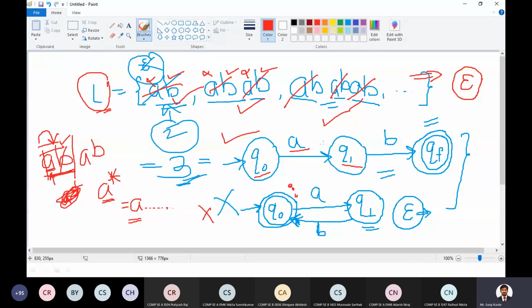Input B is there, so this is a valid string. Our first string is AB. On input B, it should go to the final state. Now it is in the final state. Now again, after this B, sorry, after this B there is A. Next string AB is read and it is accepted.